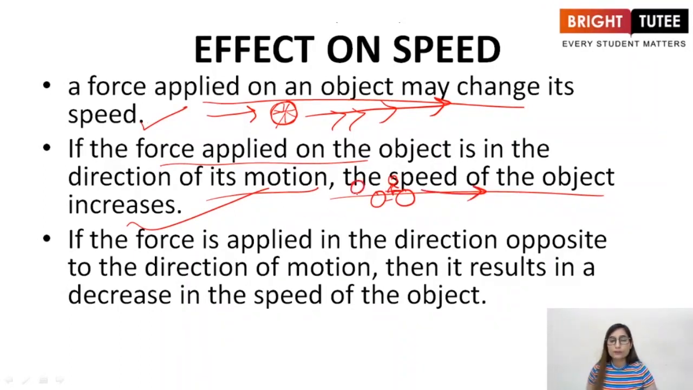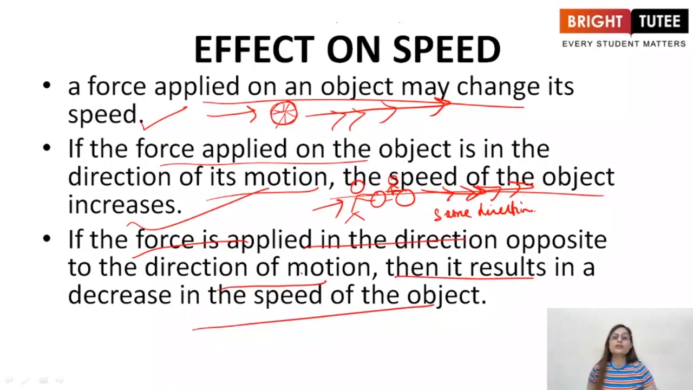Now you come and you push the cycle from this direction only and you apply force. So the speed will increase because the forces are applied in the same direction, right? Now taking another example, if the force is applied in the direction opposite to the direction of motion, then it results in the decrease in the speed of the object.